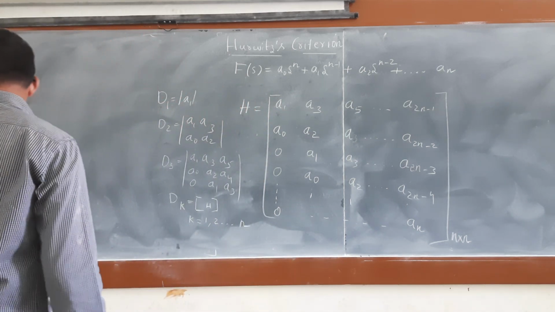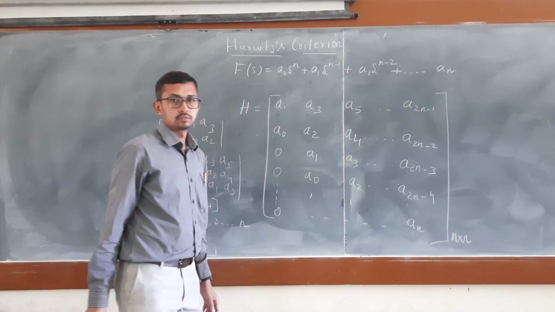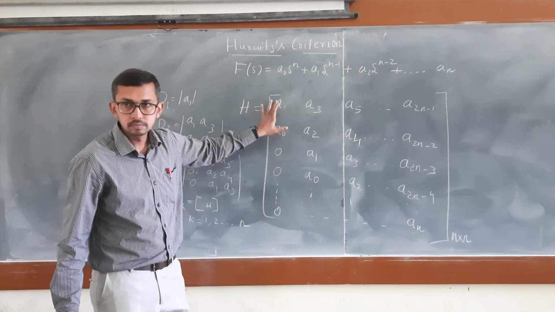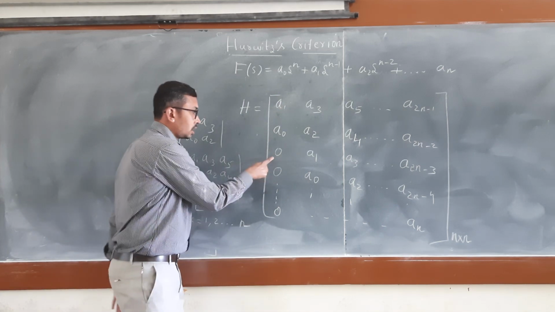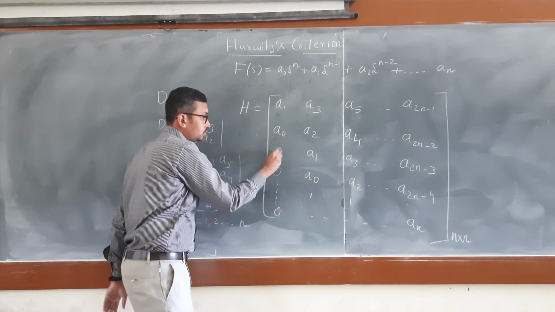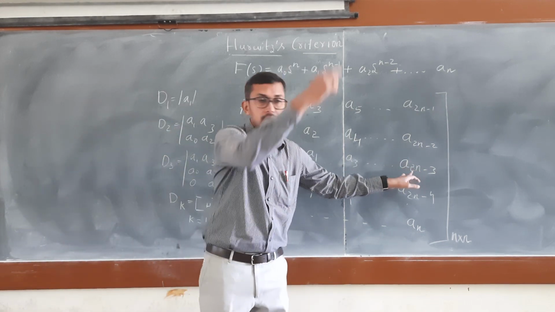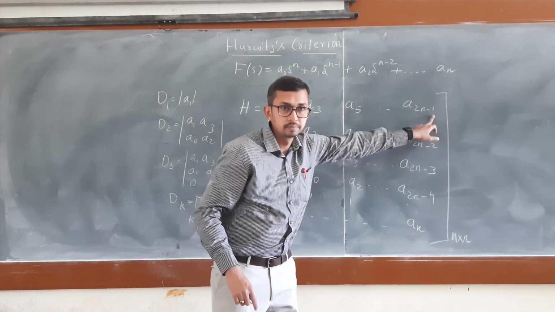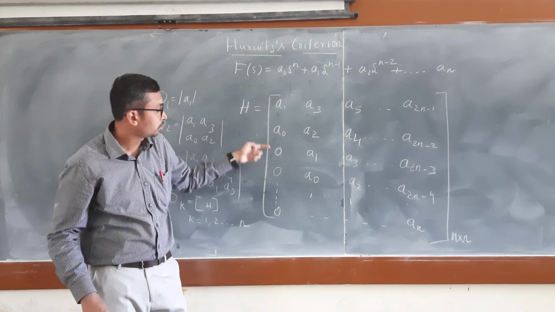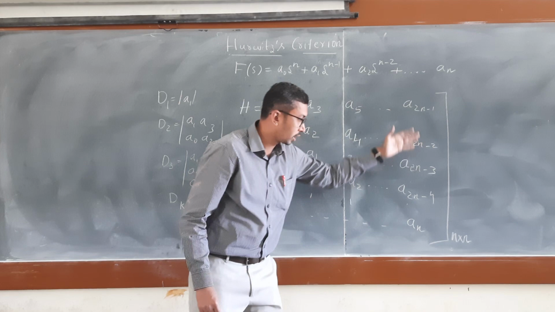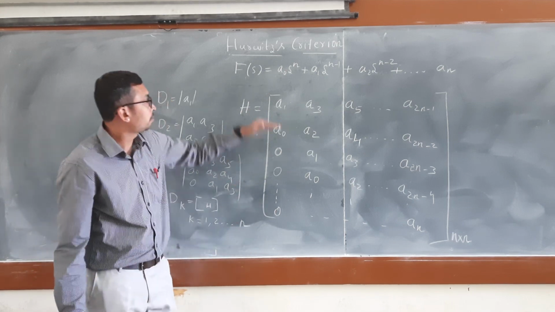Did you get it? So we are going to write these two rows using the characteristic equation. Next, the subsequent rows. The third row will be a repetition of the first row, but the first element of the third row will be zero. Then it will start from a1, a3, and we leave the last element, that is a2n minus 1. In the same way, the fourth row will be a repetition of the second row, but it will start from 0. Like this, we write the whole combination. This is how we form the matrix with the help of the characteristic equation.